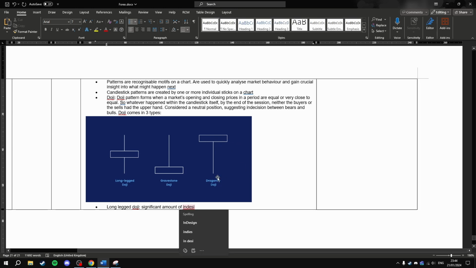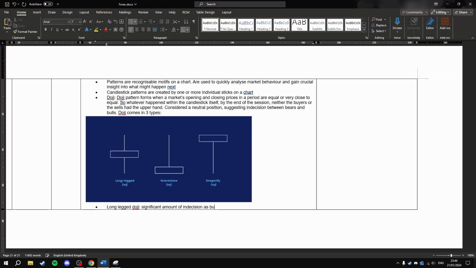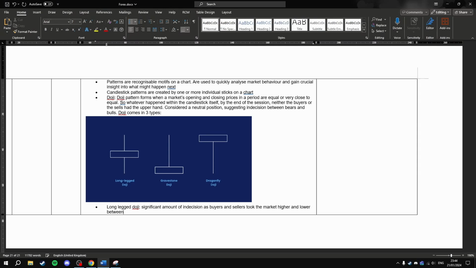I can never spell that word. Indecision. As buyers and sellers took the market higher and lower before eventually cancelling each other out.